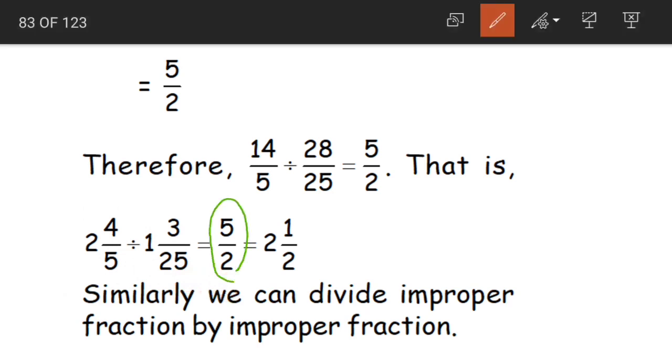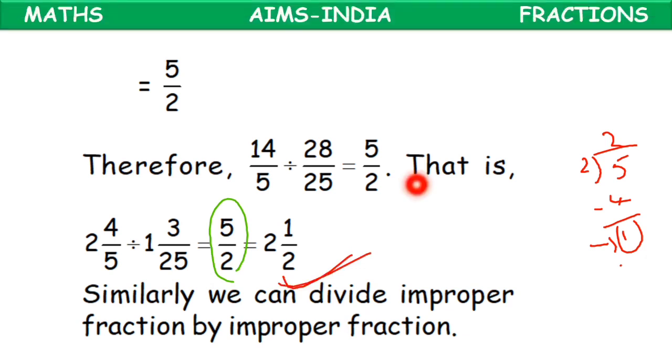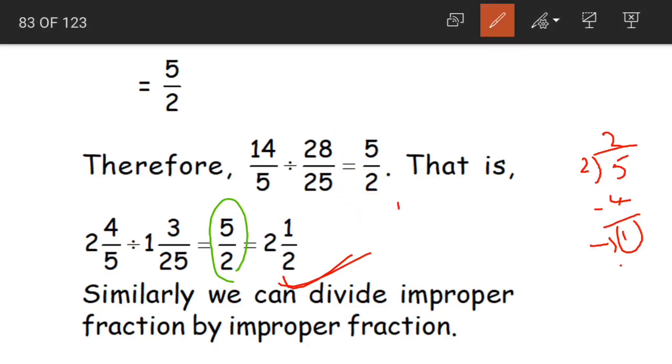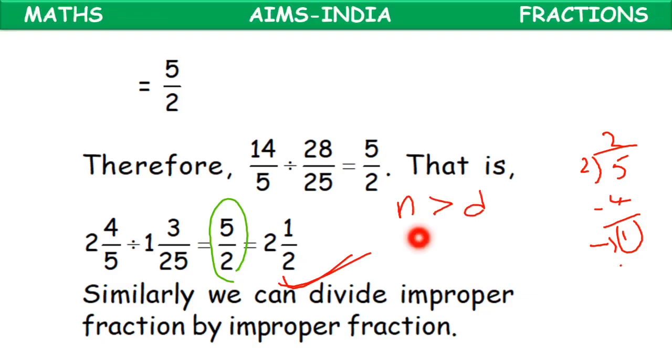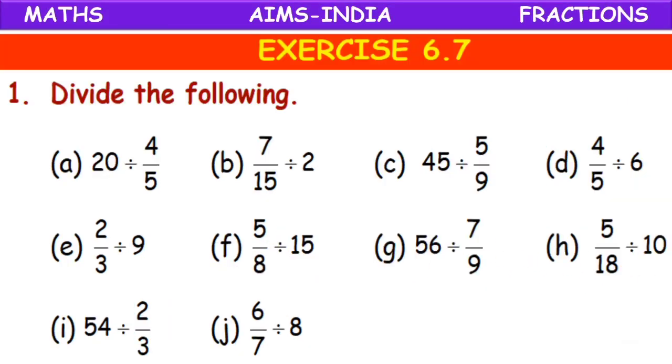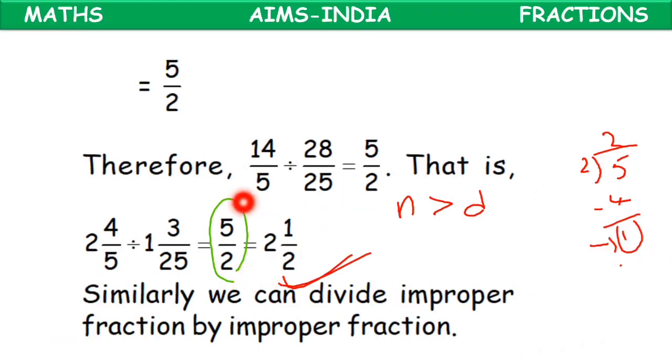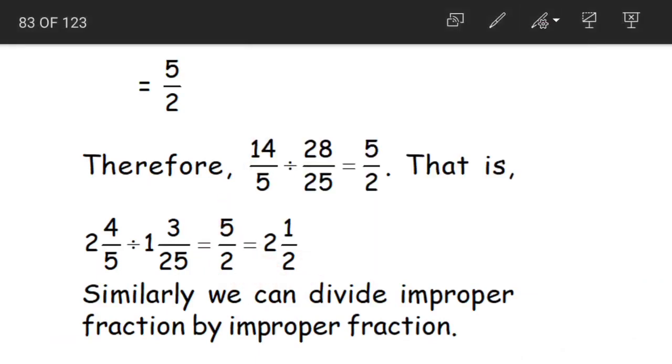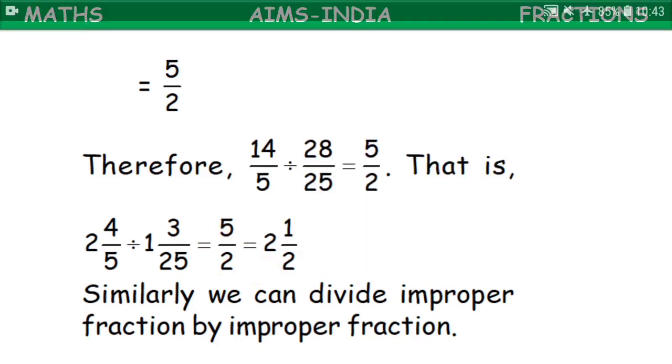Again, as this is an improper fraction, we can further convert it into a mixed number. 2 2s are 4, and when we subtract, 1 is our remainder. So 2 1 by 2 becomes our mixed fraction. Yes children, so whenever you are having an improper fraction, what is an improper fraction? The numerator is greater than the denominator. So whenever you are having an improper fraction, you can always convert it into a mixed fraction and write the final answer, children.